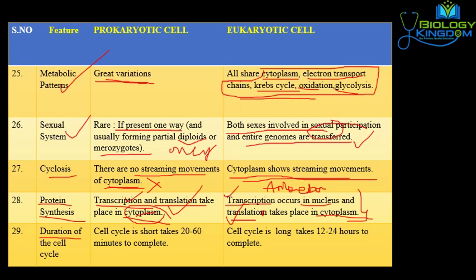Coming to the most important part, the duration of the cell cycle, here we have noticed that there is a short cell cycle in prokaryotes, wherein it takes only 20 to 60 minutes to complete, whereas the cell cycle is very long in eukaryotic cells, taking 12 to 24 hours to complete. I hope we are clear with the topic about the difference between prokaryotic and eukaryotic cells.